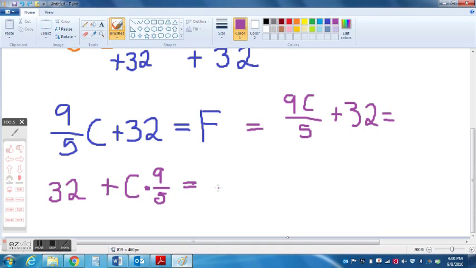There we go. Maybe you put 32 first and you didn't like fractions, so you decided to change 9 over 5 to 1.8. That's fine too. All of these are the correct answer. They all mean the exact same thing, so it's all good.